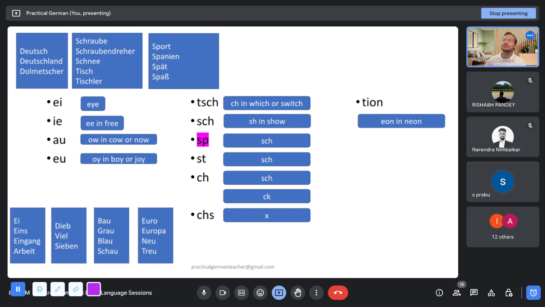Meanings, please. Sport is sport, and Spanian means, I mean Spanish, from a person from Spain. No, Spanish would be Spanish. Spanian means something else, but you are on the right track. What is India in German?